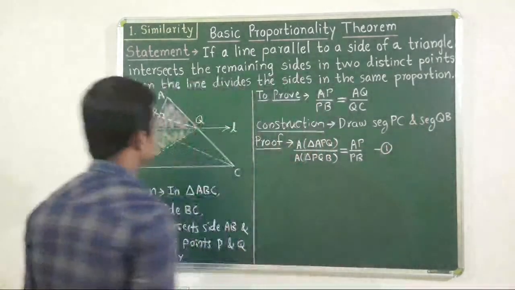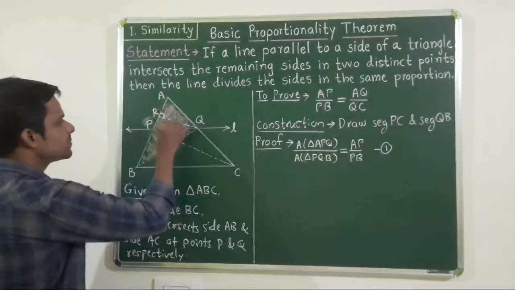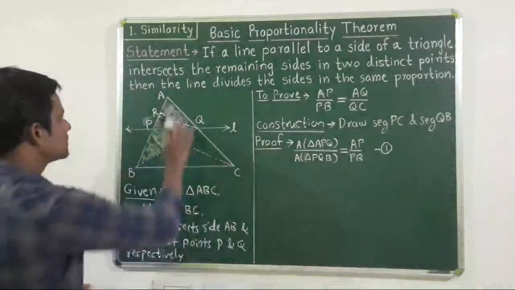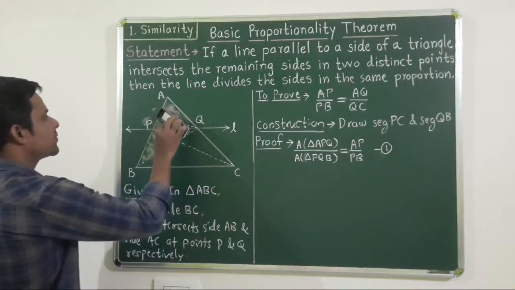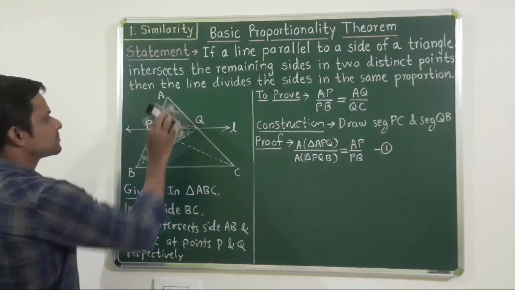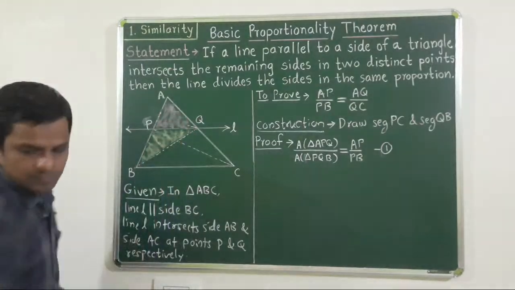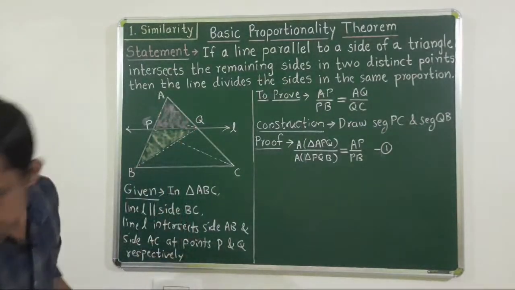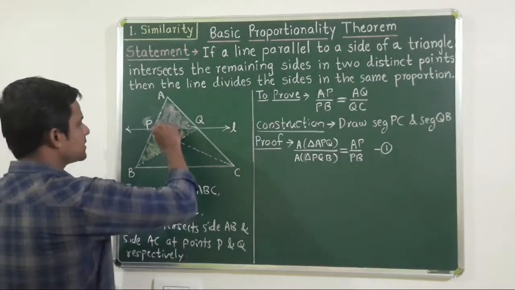Now observe another pair of triangles. The first triangle will be the same, that is APQ. And the second triangle I am going to change as PQC, that is this one.